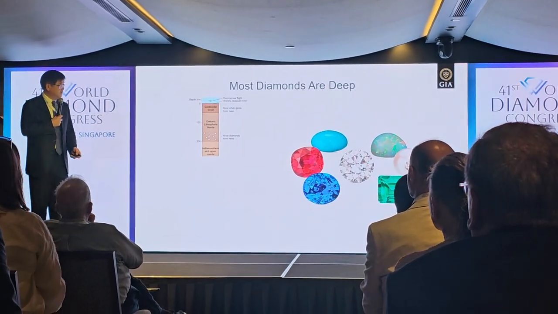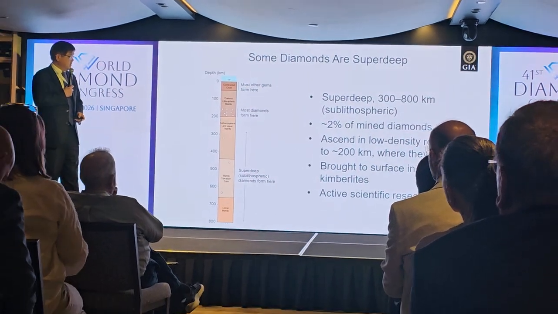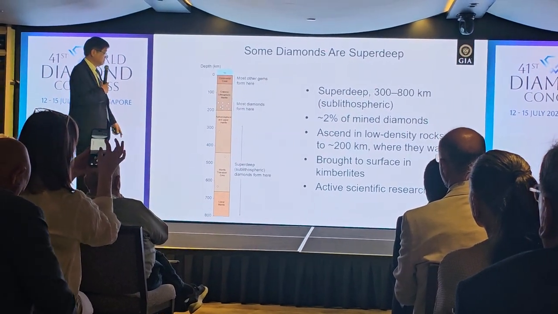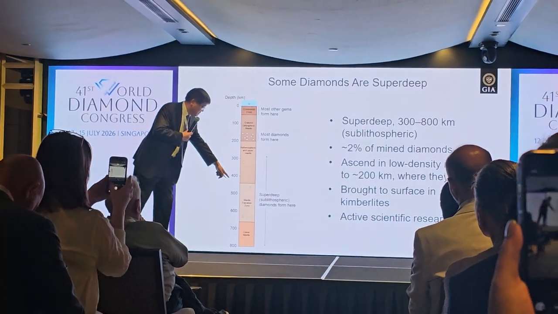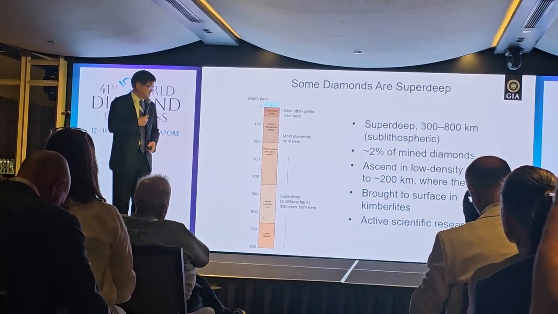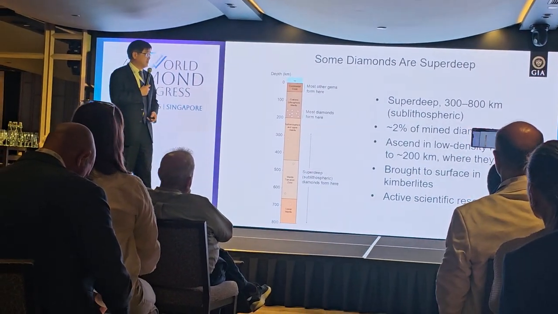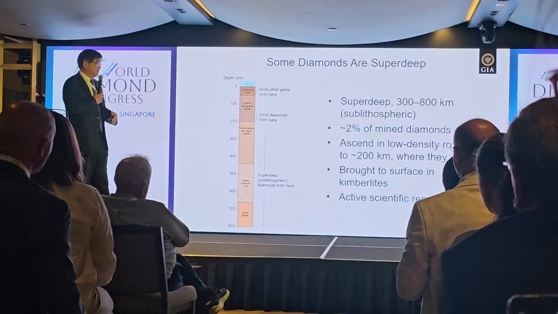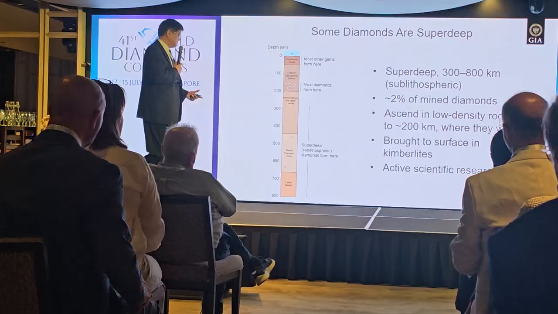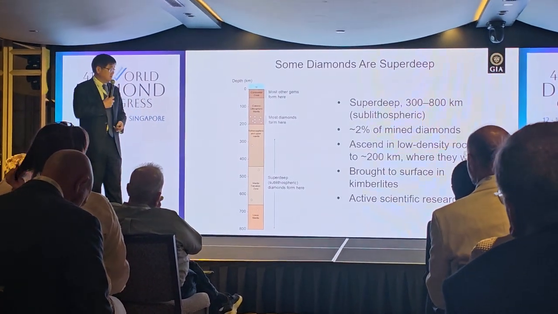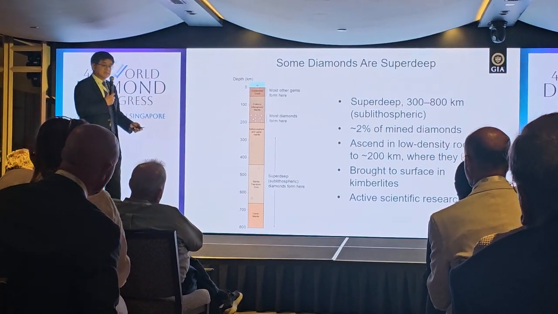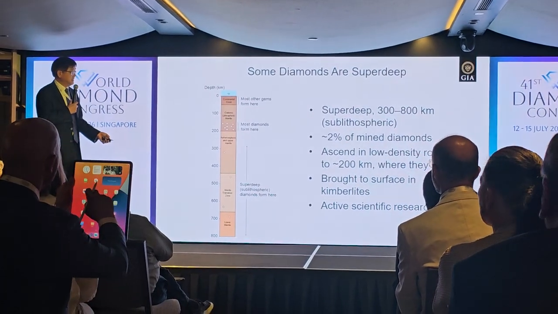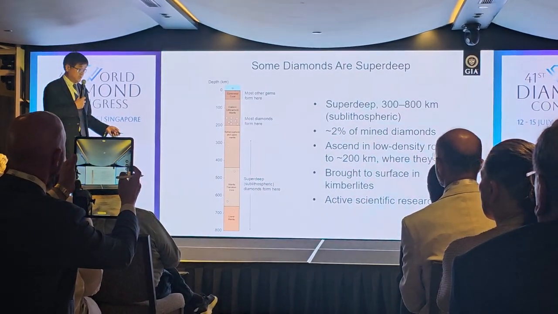Actually, now we know some of the diamonds even come from deeper, from what we call the transition zone of the Earth and the lower mantle of the Earth, that span from about 200 kilometers up to about 800 kilometers. So this is a diagram just to give you the general information, and we're going to touch a little bit of details how we get to here.